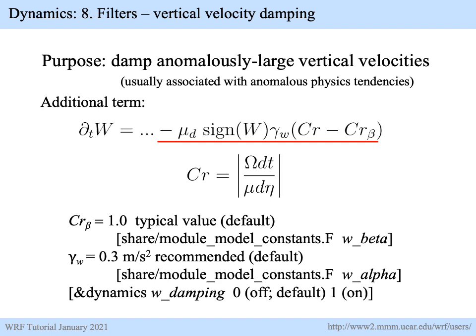To activate this filter, you have to turn it on. It's off by default, and there are two parameters you have access to when it's on. One is the critical Courant number. One is a typical default value, because if you get to 1.5 or 2, when the vertical velocities increase, that's the region where instabilities may cause the whole model integration to go unstable. So the default critical value is 1, and the damping rate, this gamma sub w, is 0.3.